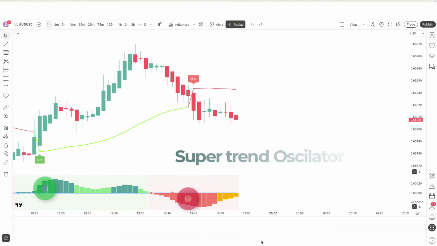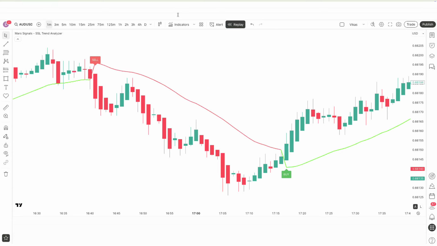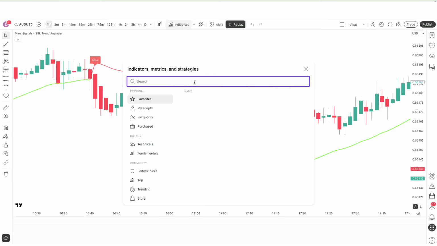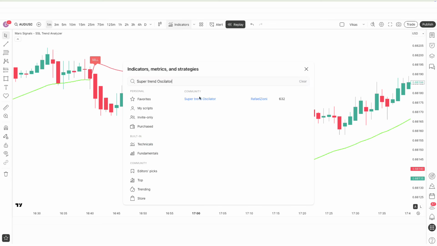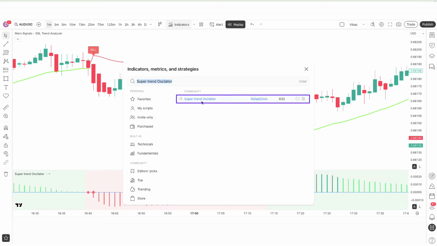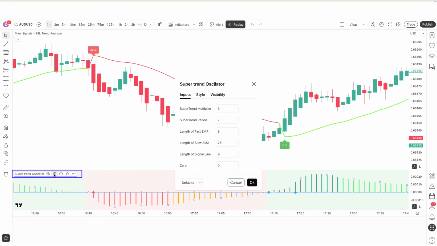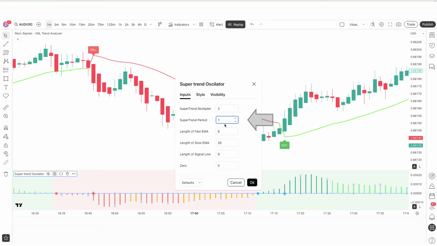The green and red line indicator we see in the chart is called the Super Trend Oscillator Indicator. We will search Super Trend Oscillator Indicator in the search box of TradingView. After that, we have to click on the Super Trend Oscillator option, in which we have to change some settings. We have to change this Super Trend Period option from 7 to 1.